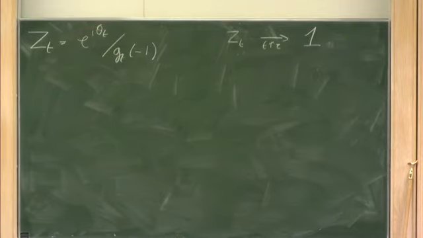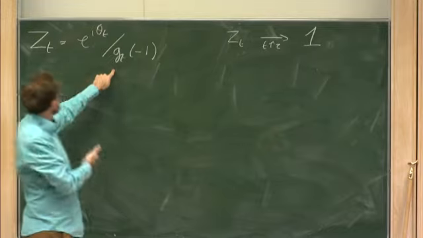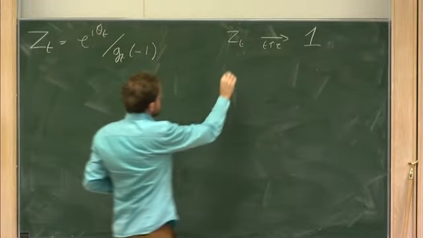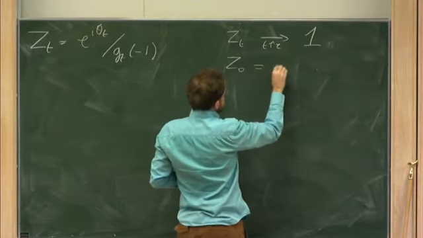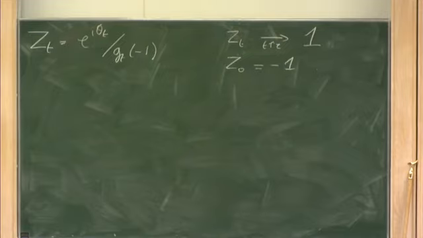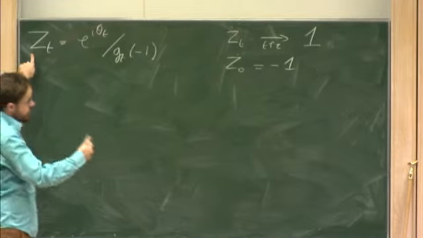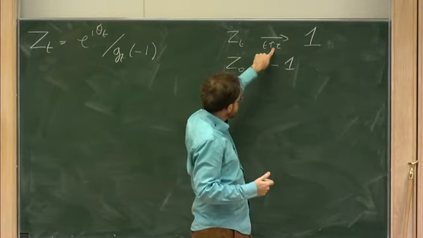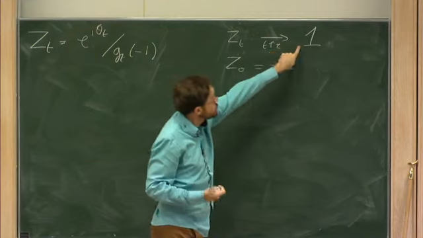Okay, and on the other hand, we start from somewhere. We start from z0, which is, let's say, minus 1. So we have this process. It lives on the circle. It starts from minus 1. And at the time we are interested in, it goes to 1.